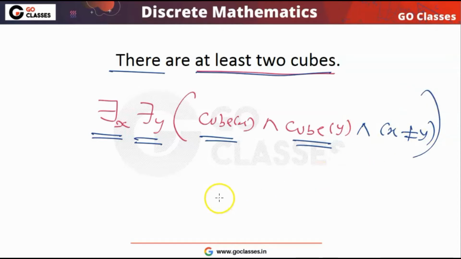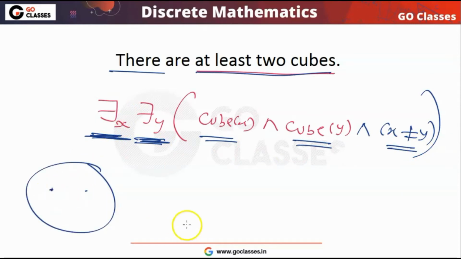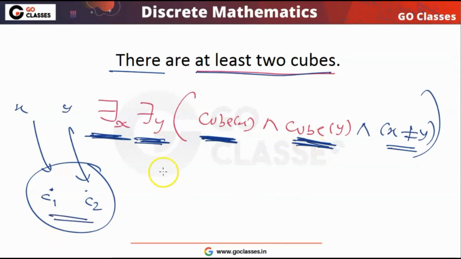This is the only modification we need to do. Now you can see very easily that there exists x, there exists y such that they are different, meaning there are two different objects. First of all, x and y are different, such that x is also a cube and y is also a cube, so x and y should point to two different objects, such that x is pointing to a cube and y is also pointing to a cube. So that is the reason we can say there are at least two cubes. Correct? So this is the expression for there are at least 2 cubes.